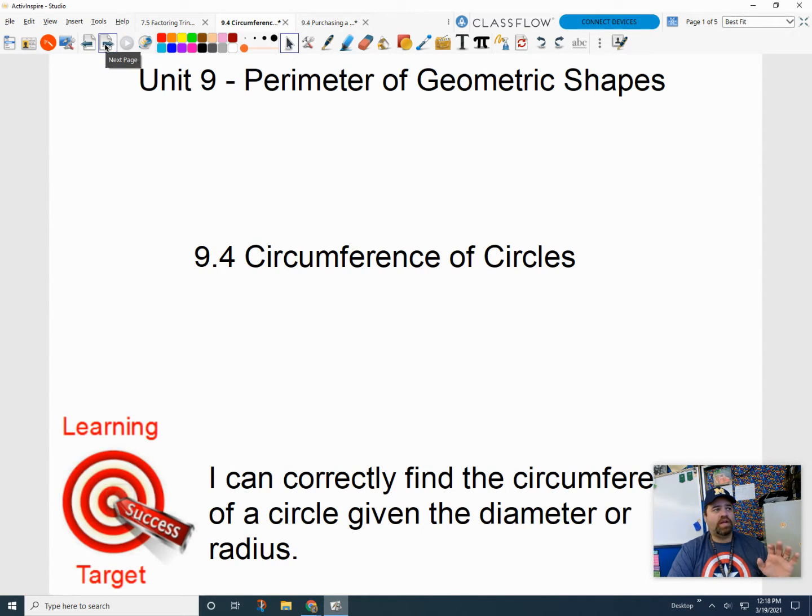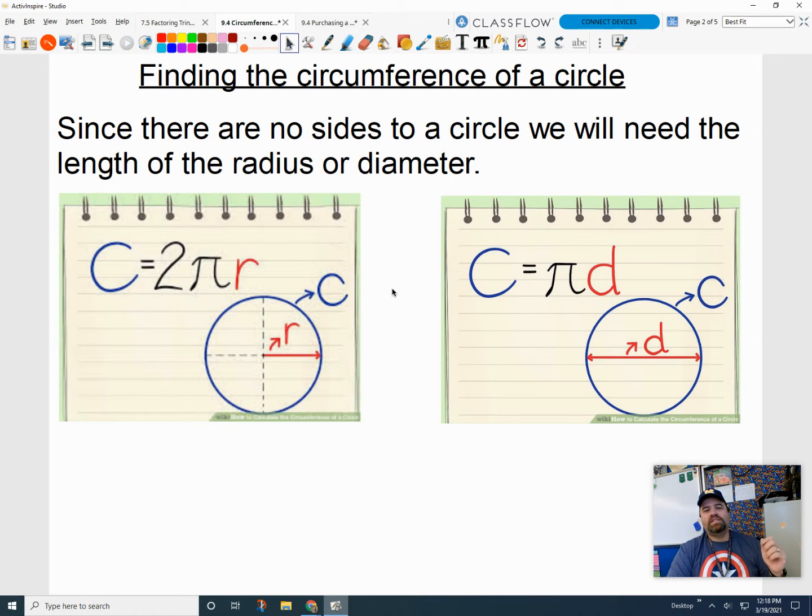And I'll save you some of the history of it, and we'll just jump in, because I know you guys have seen this before at some point, whether you've taken geometry or not, because I know that they teach it in middle school too. So we have this kind of magic number called pi. We have basically two different formulas to find the circumference of a circle because there are two different measurements that I can give you in a circle. However, the formula is basically the same if you understand a little bit about how the radius and the diameter of a circle are related.